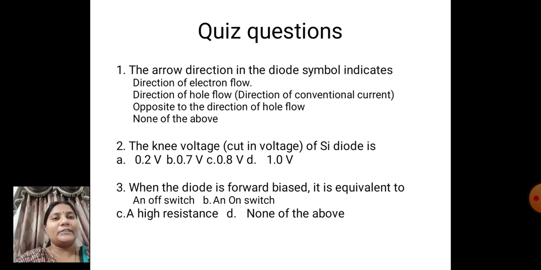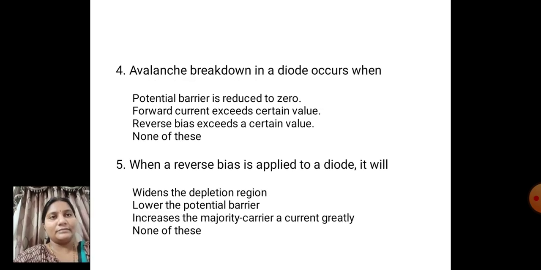And coming to the second question, what is the knee voltage or cut-in voltage of silicon diode? We already discussed this, and give your answer in the comment section in the same way. Coming to the third question, when the diode is forward biased, it is equivalent to an off switch, an on switch, a high resistance mode, or none of the above. Please give your answer in the comment section.